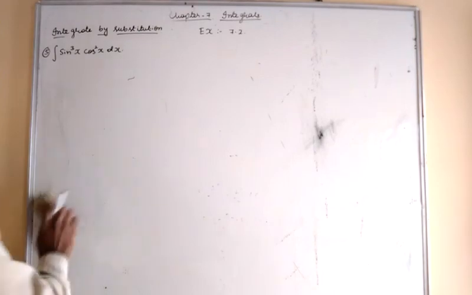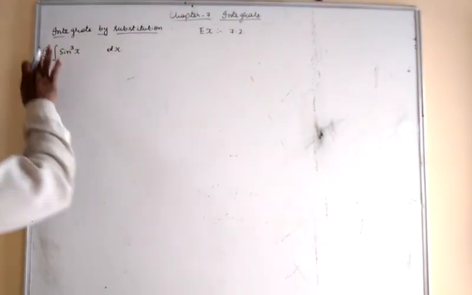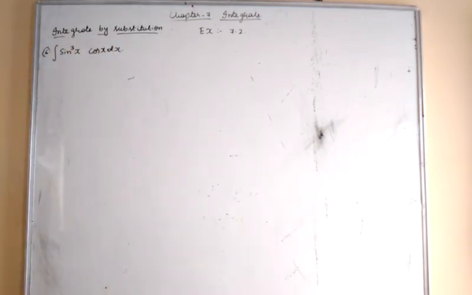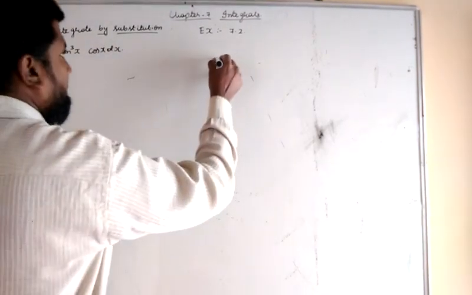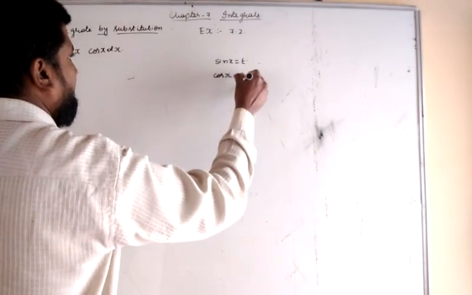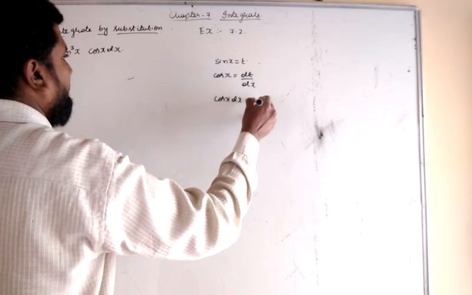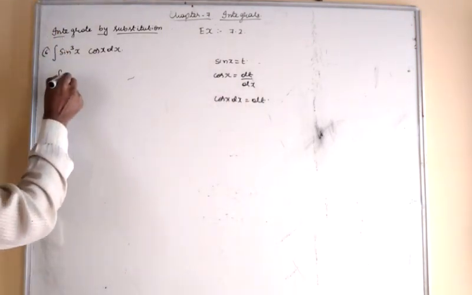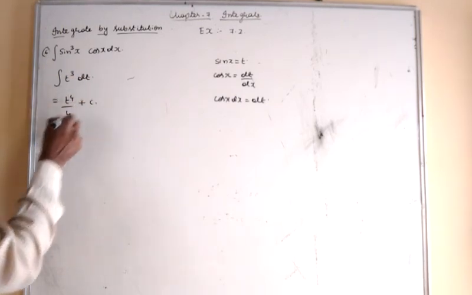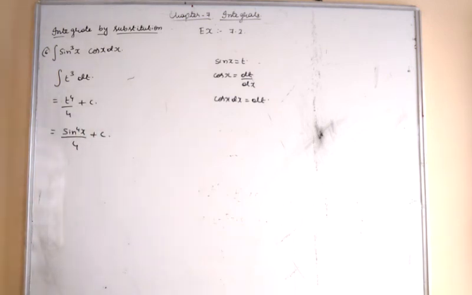Same problem, if cos x is given here, we can go for the direct substitution method. Sin x is equal to t, the differentiation of sin x is cos x, then dt by dx, then cos x dx is equal to dt. Then we can write t cube dt, then t to the power of 4 by 4 plus c. Then the t value is sine to the power of 4 x by 4 plus c.